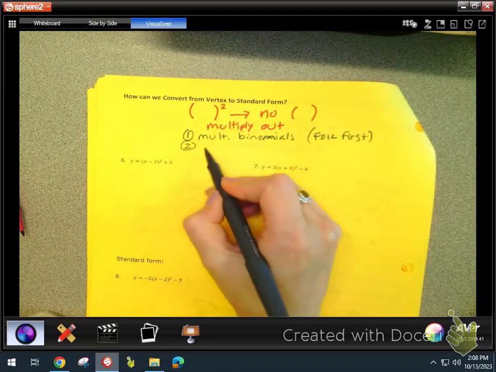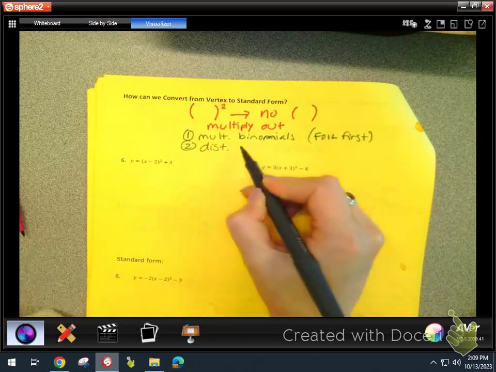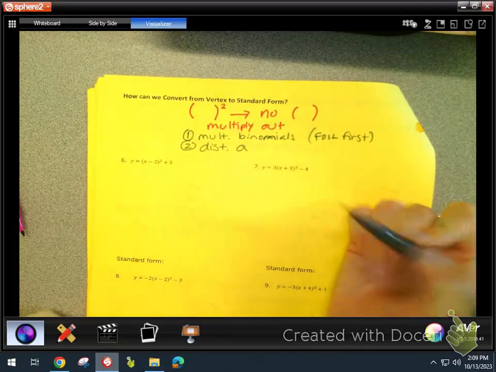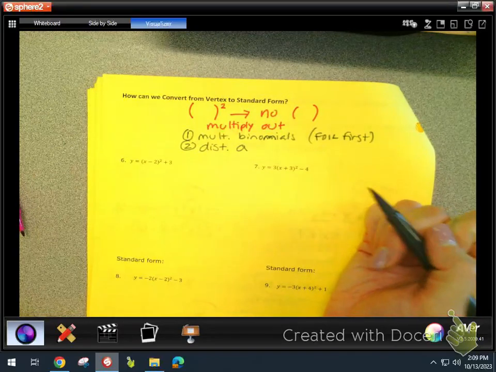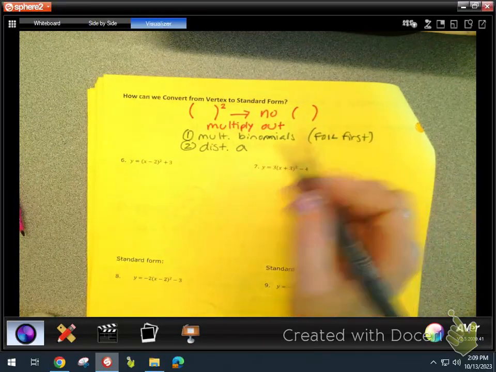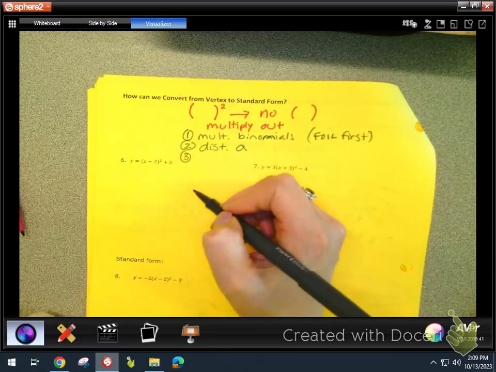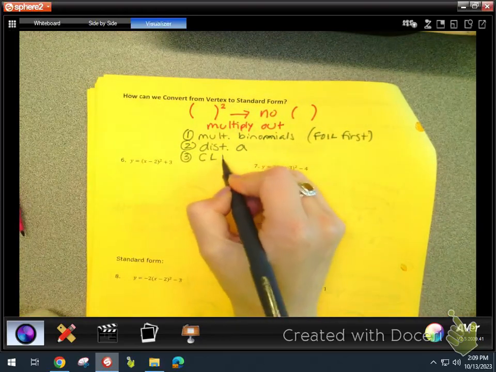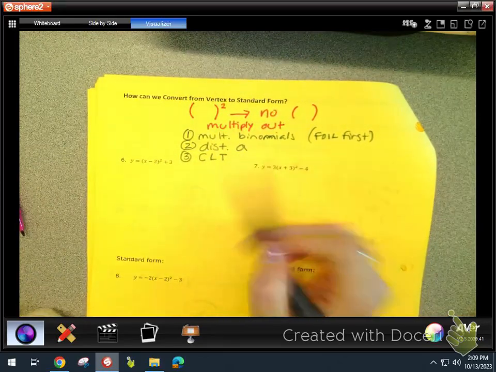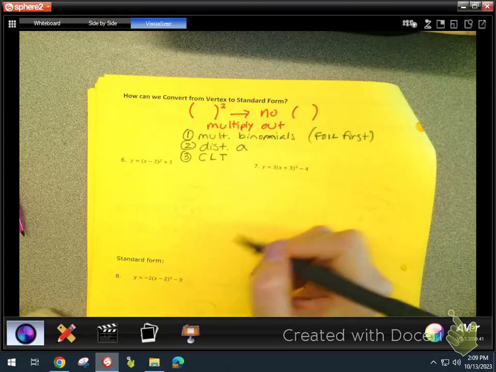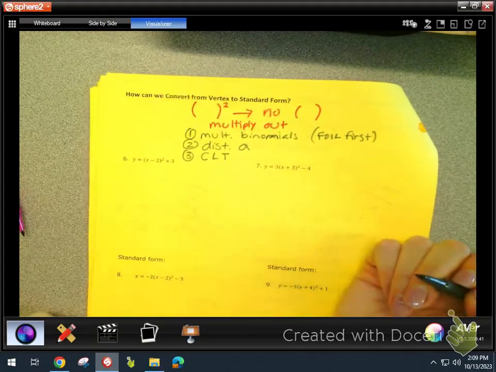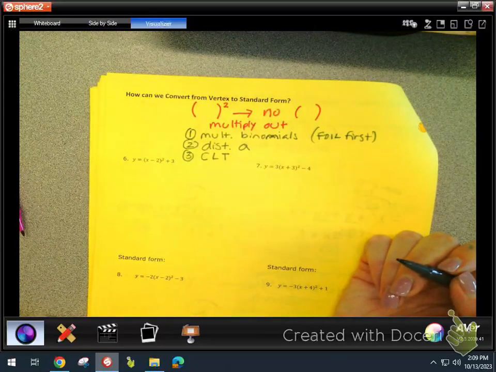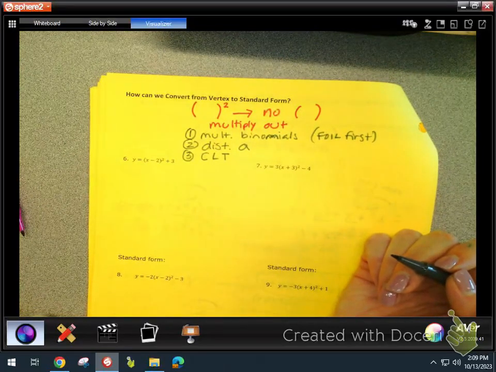Then, step 2, if you have an a value that is not 1, you distribute it in, which a lot of times you will. Like example 1, we didn't, but most of the time you will have an a. But then, step number 3, remember vertex form has that a times x minus h squared plus k. You have to take care of that plus k. You have to combine like terms at the end. CLT, combine like terms. Okay, so it's a little bit of a longer process, but the math is not anything outrageous. But it is really important to do this in order.